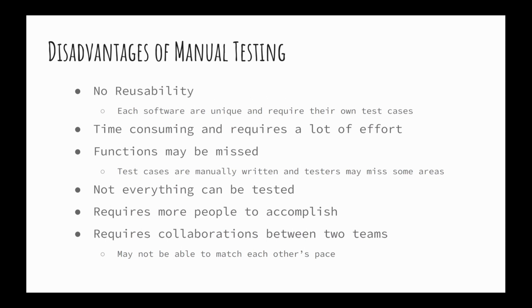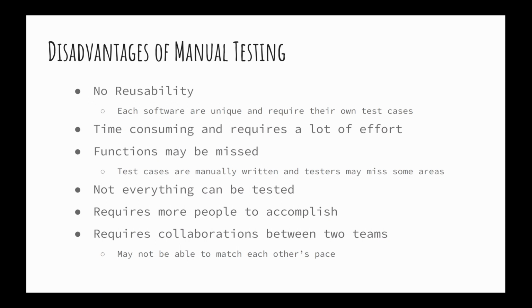Some disadvantages of manual testing are that it's not reusable. Each software is unique and will require its own test cases. It is time-consuming and requires a lot of effort. You need to spend a lot of time creating, maintaining, and making sure the tests actually work with manual testing, so it's going to take a lot more time and effort. And some functions may be missed. Test cases are manually written, and sometimes testers will miss smaller functions or just overlook some functions as they're focused on other parts. And not everything can be tested.